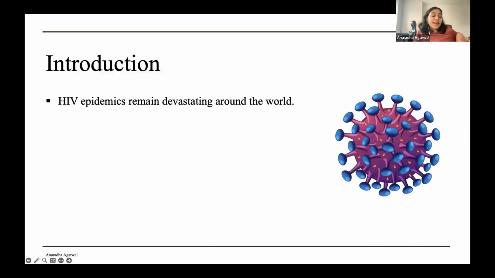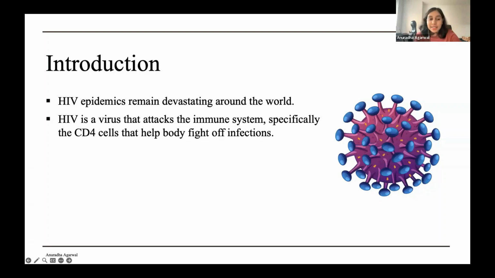Starting with the introduction, HIV epidemics remain devastating around the world, with an estimated 38 million people currently living with the virus worldwide, 2.1 million people being infected yearly, and about 2 million deaths annually. So HIV is transmitted through certain bodily fluids, such as blood, semen, vaginal fluids, etc. And it is a virus that attacks the immune system, specifically the CD4 or T cells, which are essentially our white blood cells that help the body fight off infection. So HIV is a chronic condition. If it is left untreated, it can lead to acquired immunodeficiency syndrome, which is popularly known as AIDS.